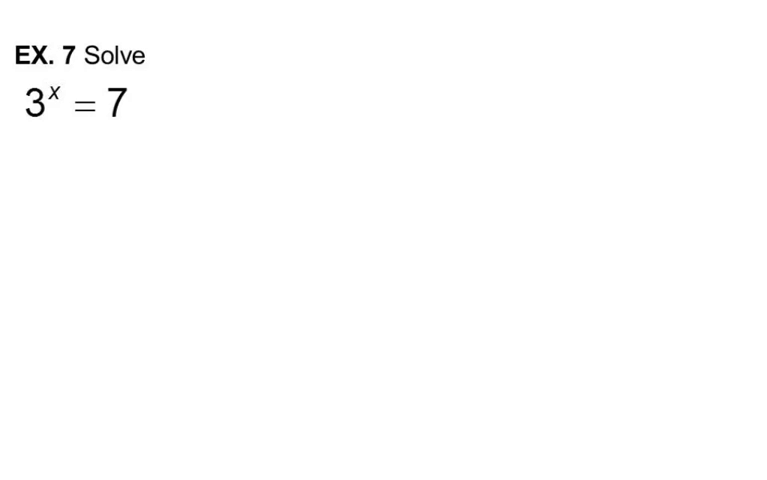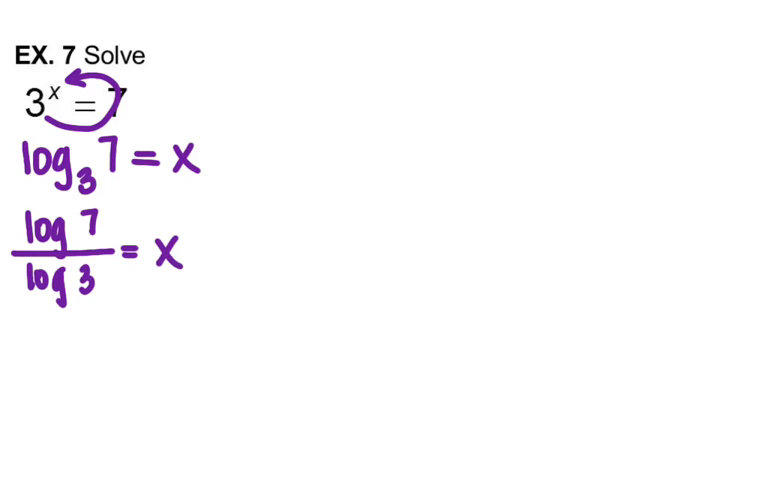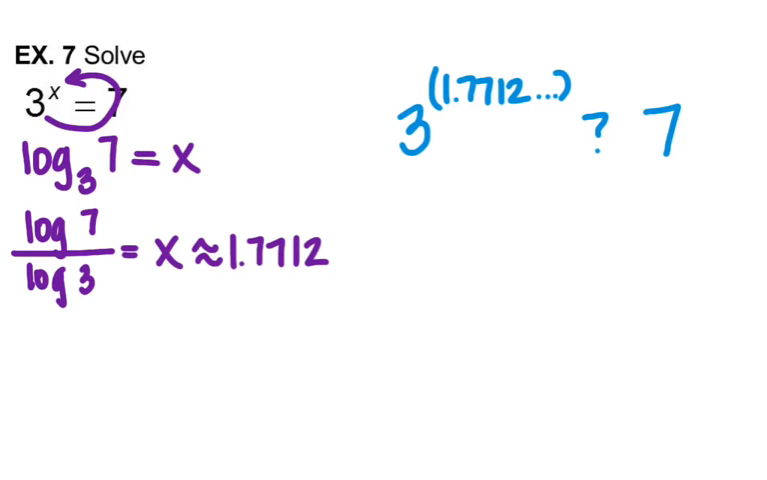Okay, number 7, 3 to the x power equals 7. So it's in exponential form. You can write this in logarithmic form if you want to. So this will be log base 3 of 7 equals x. Then I can use the change of base formula, and I could type log 7 divided by log 3. And this is approximately 1.7712. So then when I plug back in, I'm going to use that whole number and not just what I've rounded, raise 3 to that power, and it does equal 7.